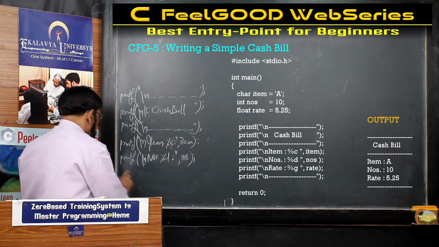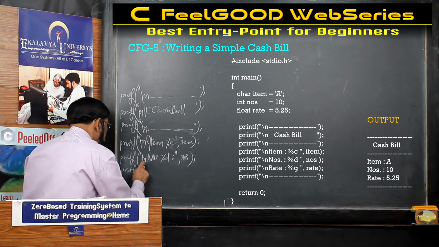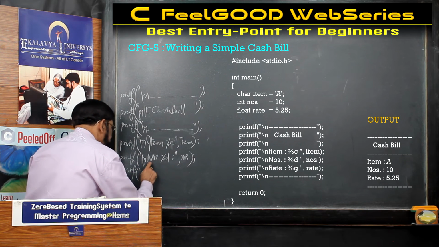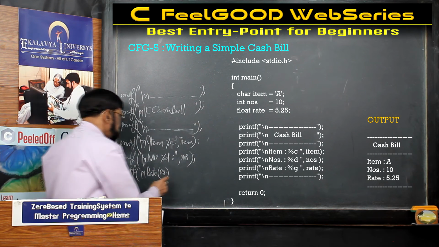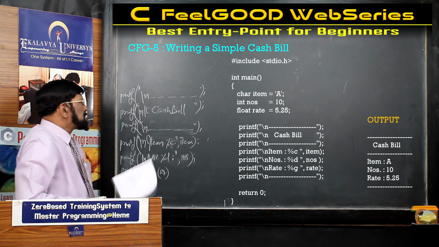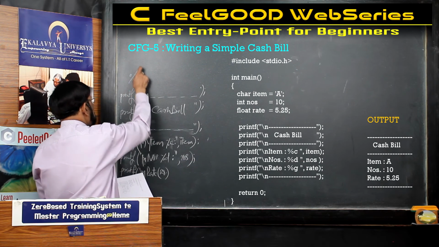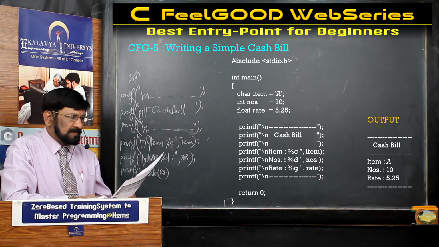Okay. Third one, what is that? Printf, new line, rate. Here I didn't write it, but you write like this also. This is good, much more professional. Okay. Now what is this type? Float. Float means you write percentage F. You're supposed to write percentage F. If you write percentage F, what happens?